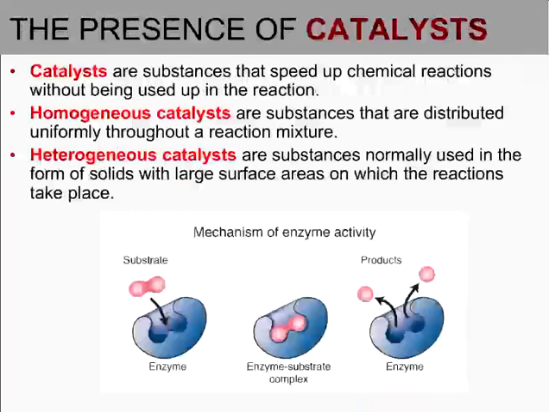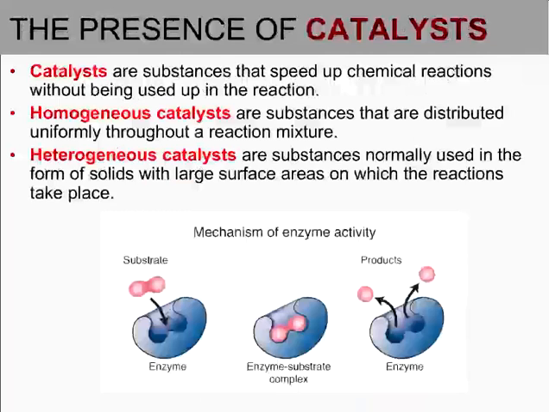Now, one example of a catalyst is something called an enzyme. So enzymes are a type of protein. We have a lot of enzymes in our bodies, and they're helping to break down food or other molecules. They're helping reactions take place so that we function properly.